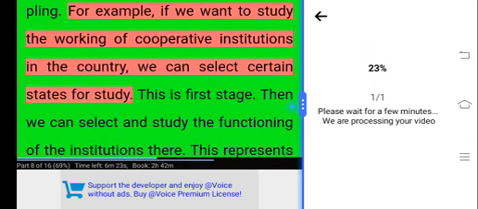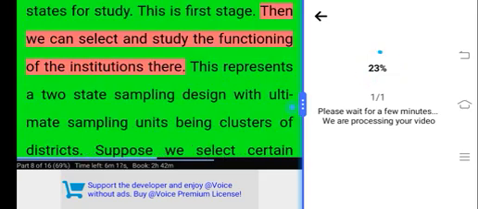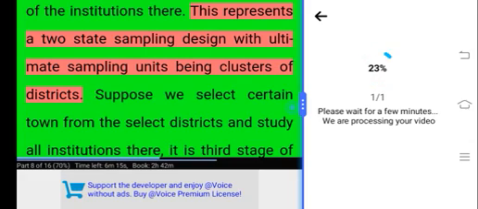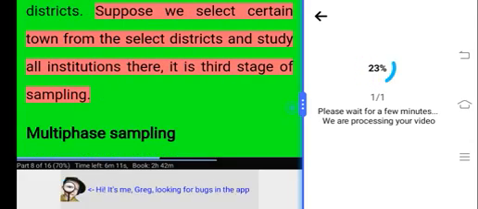For example, if we want to study the working of cooperative institutions in the country, we can select certain states for study. This is the first stage. Then we can select districts and study the functioning of the institutions there. This represents a two-stage sampling design with ultimate sampling units being clusters of districts. Suppose we select certain towns from the selected districts and study all institutions there. It is the third stage of sampling.